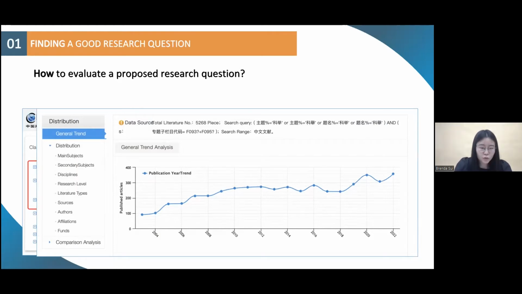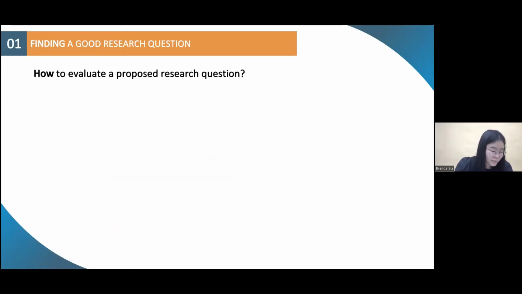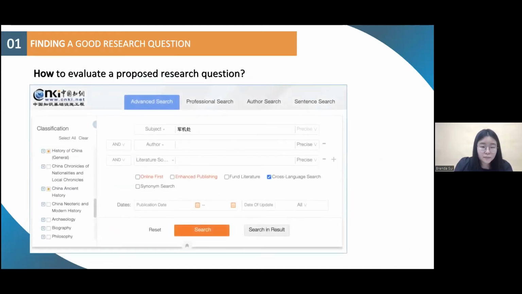So here I can choose to view the distribution of subjects and see the trends. When I click these little columns specifically, I can get a tendency chart of them. And here we can see that articles with the subject 明清时期 have the highest increase rate since 2020. So it's maybe a better topic than other subjects. Well, let's now try another word, like 军机处.